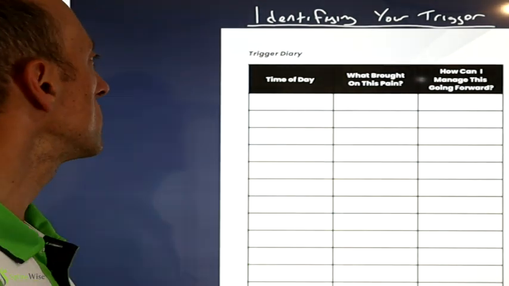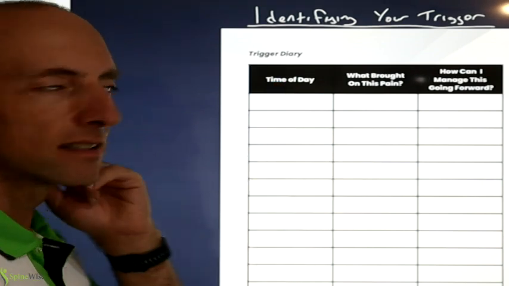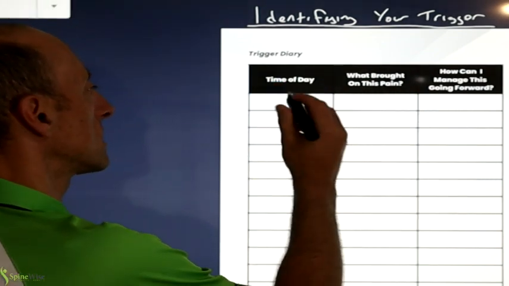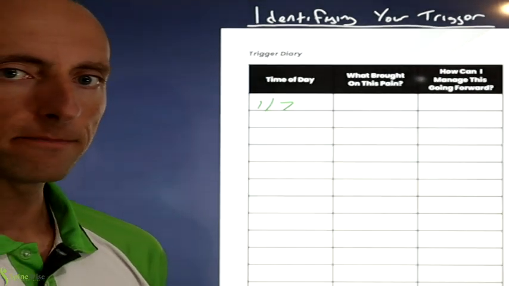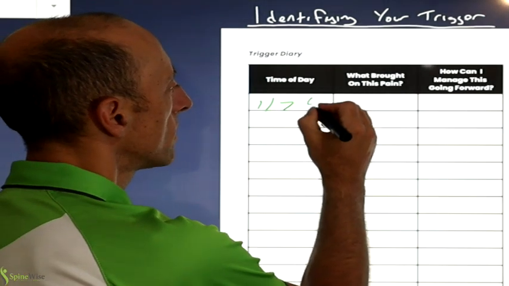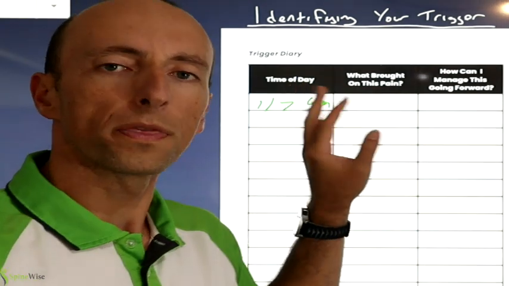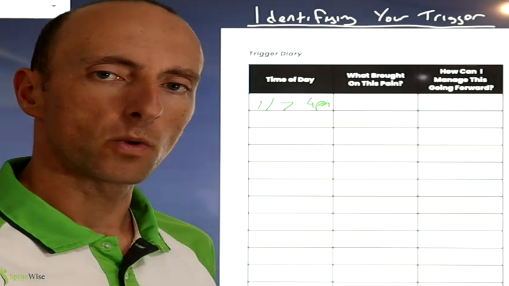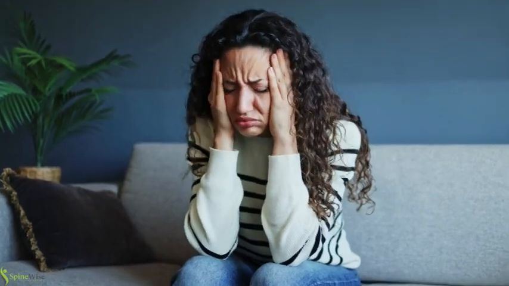Now this is what I need you to do. Write down the time of day and the date. Okay, so let's make up a date. Let's say this is the 1st of July. Okay, so this is our date. We're going to write down the time, so 4 p.m. And then we're going to write down what the pain was or what the symptom was that you felt at that time. So we're going to use migraine as an example today.